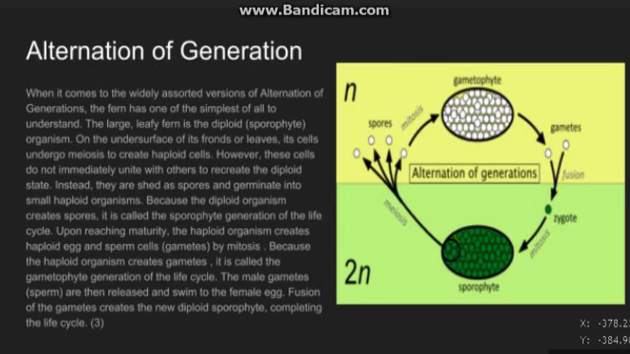Upon reaching maturity, the haploid organism creates haploid egg and sperm cells, gametes, by mitosis. Because the haploid organism creates gametes, it is called the gametophyte generation of the life cycle. The male gametes, the sperm, are then released and swim to the female egg. Fusion of the gametes creates a new diploid sporophyte, completing the life cycle.